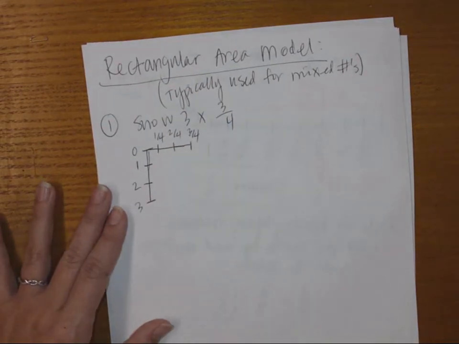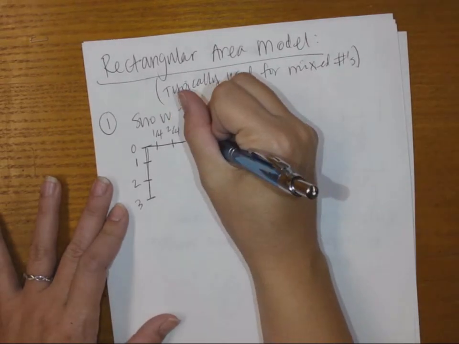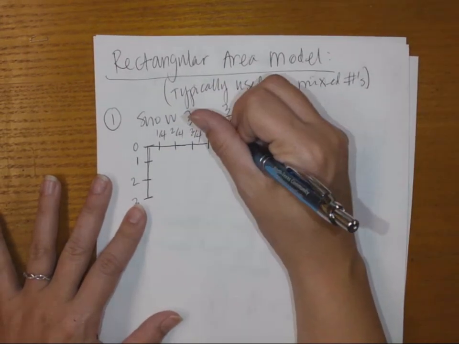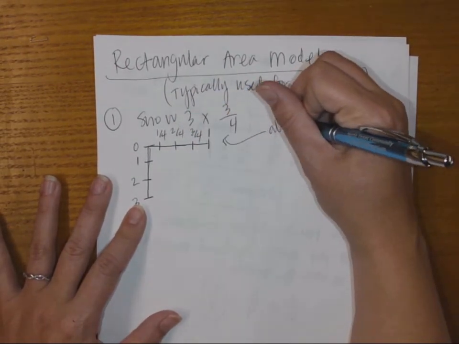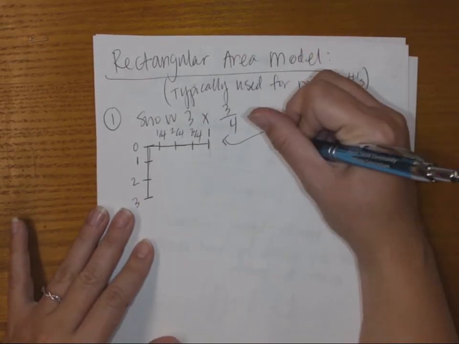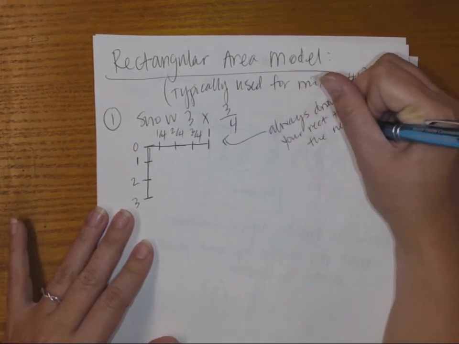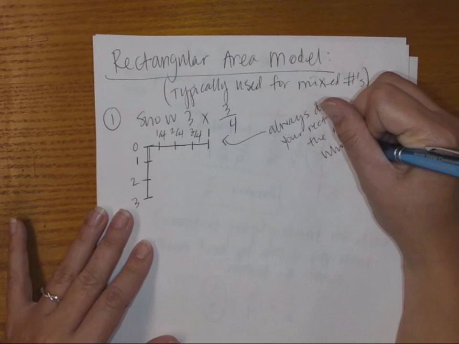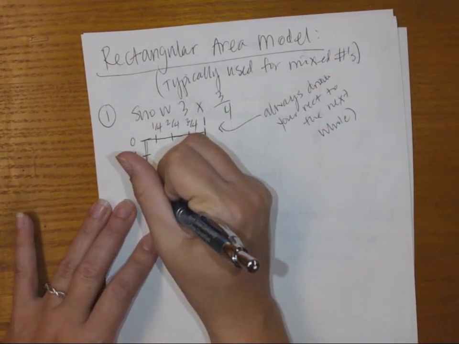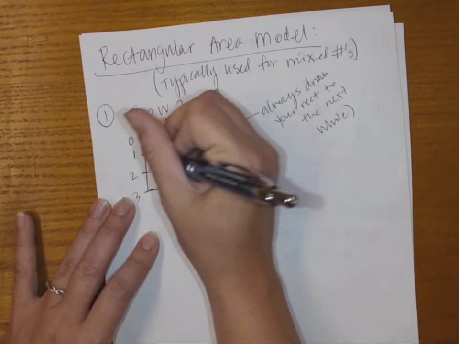To be able to figure out the fractional part of our answer, or the parts to make a whole, you always have to continue to the next whole. So 3/4 all the way up to a whole. So you might make a little note about that: always draw your rectangle to the next whole. Okay, so let me draw my rectangle now, and let me fill in all my lines.